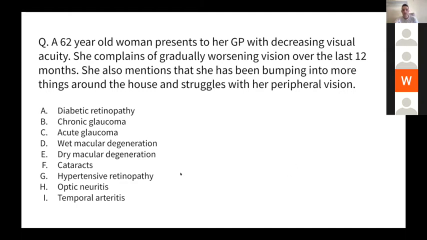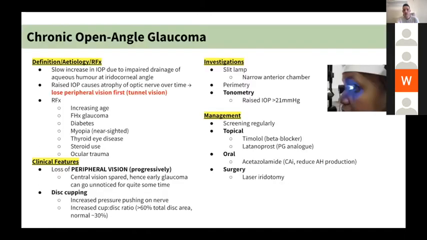I'm getting a good mix between E and B, which is good because they're probably the most common things you'll think about. But for this one it's B, and we will go through that right now.